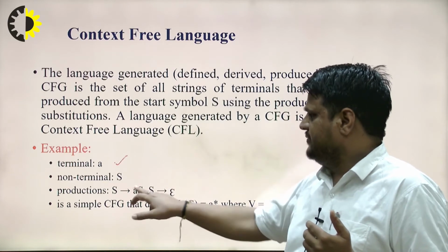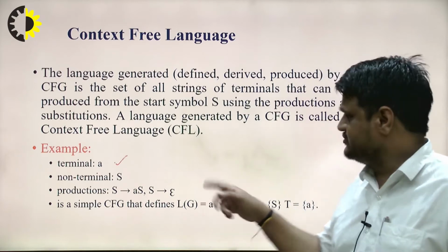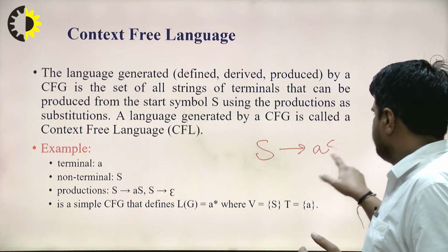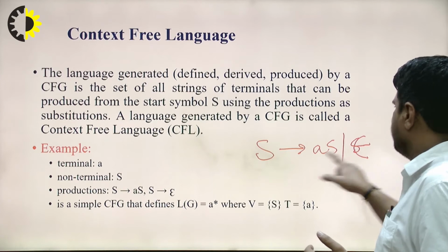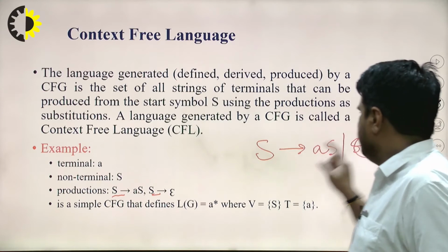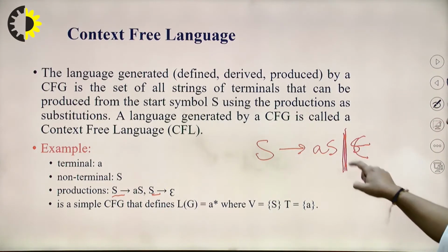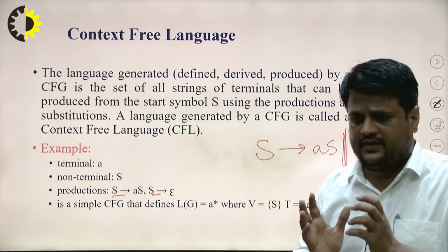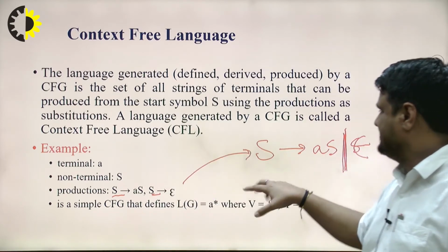And the productions given here are S tends to AS, and another production is S tends to epsilon. This is also written as S tends to AS oblique S tends to epsilon, where oblique means epsilon. If you look at this, the left hand side is similar, so you can take the OR symbol, the slash, to write down the compact form of the productions. So we can also write this particular set of productions in this manner.